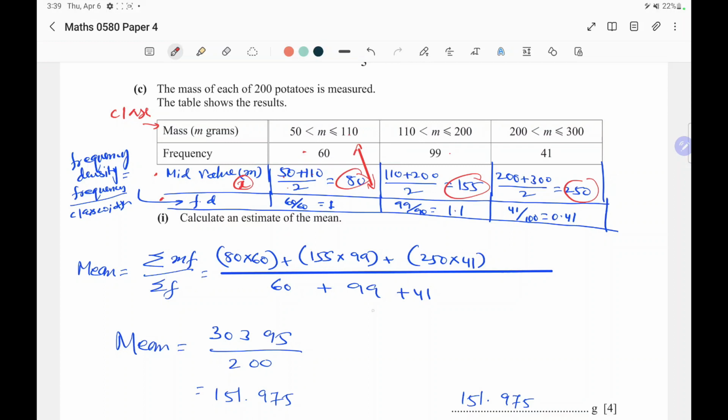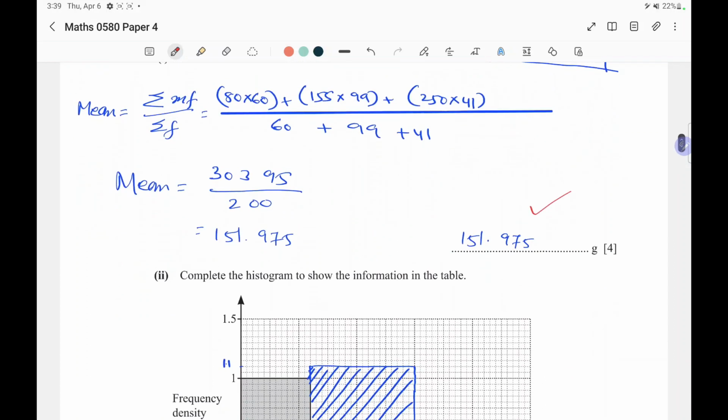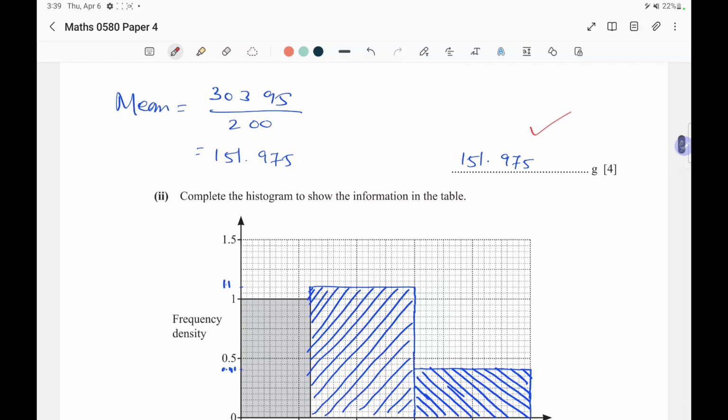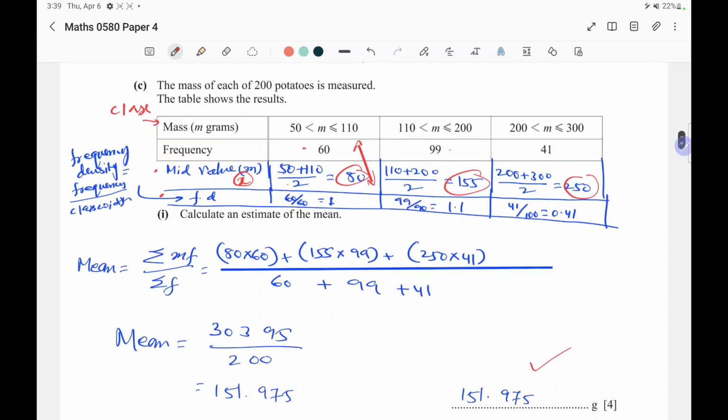So that is 60, 99 and 41. Just use a calculator after that. You will get 151.975. Okay, now complete the histogram to show the information in the table, and we know that for the histogram we need to find frequency density. That's why I formed one more row here to find frequency density.